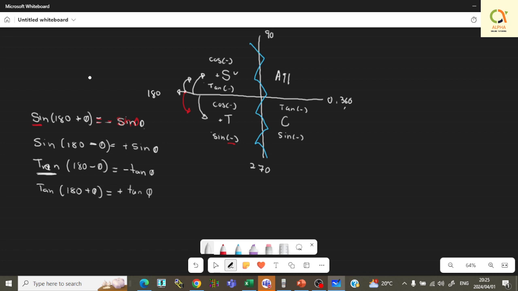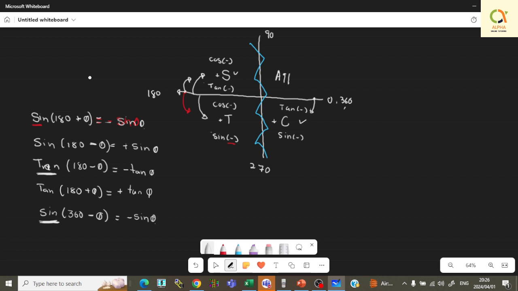Let's expand the angle now. Let's say you're given the sine of 360 minus theta. 360 is right here on this line. 360 minus theta can be 350-something. We know that any number that is below 360 is going to fall under this quadrant, which is the fourth quadrant. So I'm going to check, is sine positive in this quadrant? No, because only cos is positive here, which means when we simplify this, it's going to be negative the sine of theta. So keep that in mind.